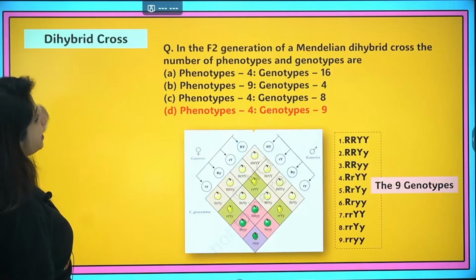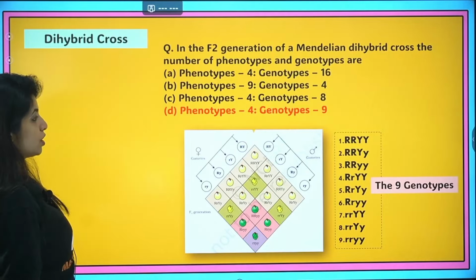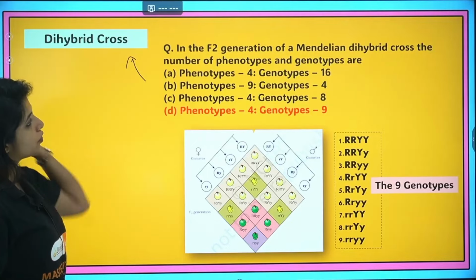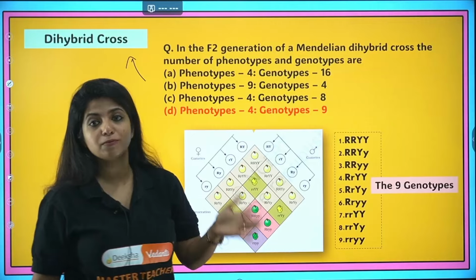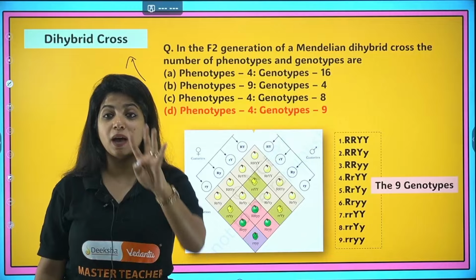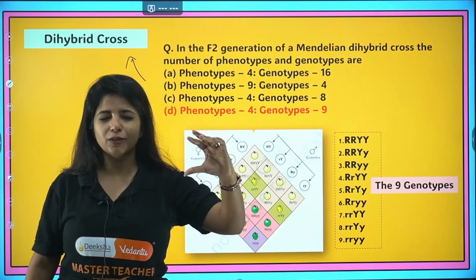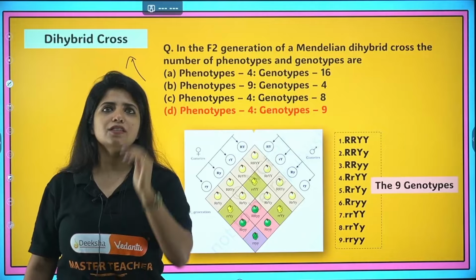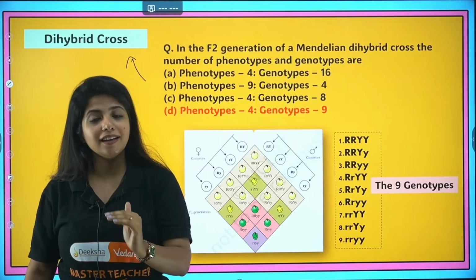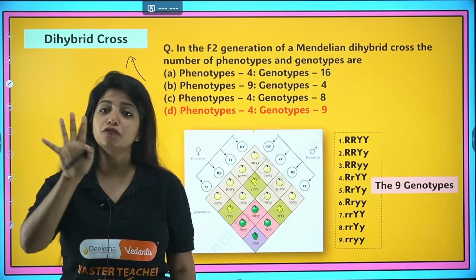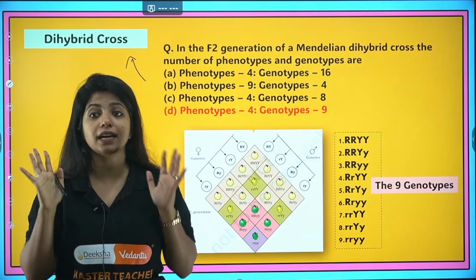Okay, now going ahead with the dihybrid cross. This question can also be asked: in the F2 generation of a Mendelian dihybrid cross, the number of phenotypes and genotypes are? So we know the number of phenotypes. Ma'am, you just told 9:3:3:1. So 9 of them round and yellow, 3 of them round and green, 3 of them wrinkled and yellow, 1 of them wrinkled and green.